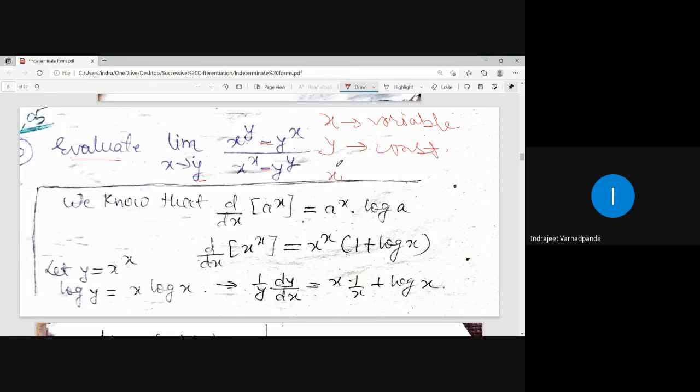So x to the power y can be compared with x to the power n for taking out the derivative. y to the power x can be compared with the term a to the power x, because the base is constant and the power is variable. In x to the power n, the base is variable and the power is constant. So what can be the derivative of a to the power x? The derivative of a to the power x is given by a to the power x into log a.